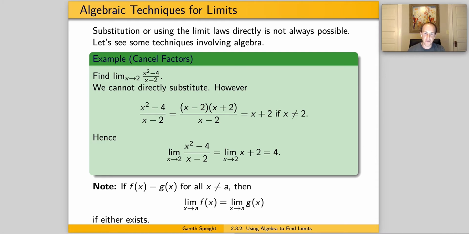We had two functions, x squared minus 4 divided by x minus 2, and we had x plus 2, and they agreed everywhere except for the limit point 2. Okay, the limits were the same because we never care what happens at the limit point.